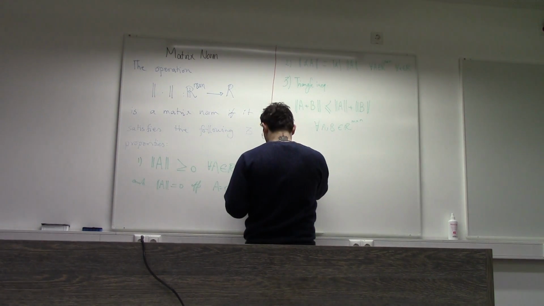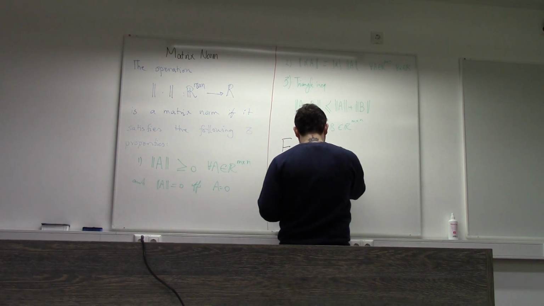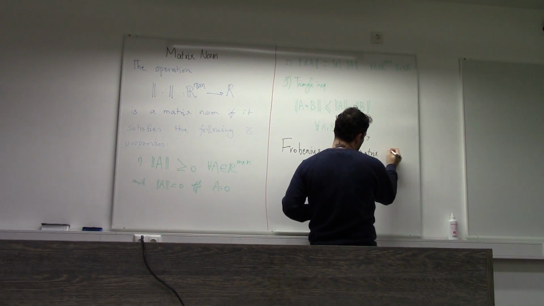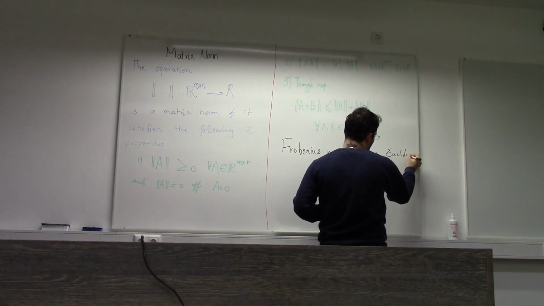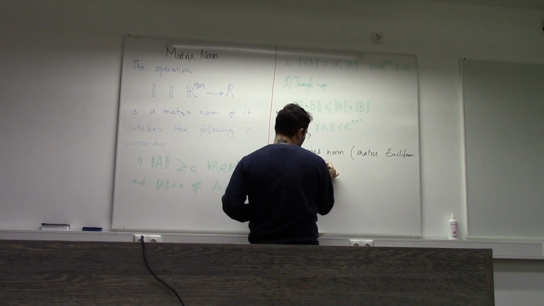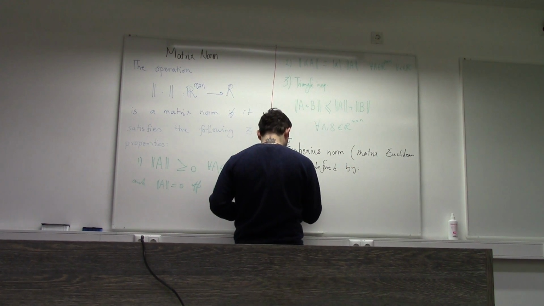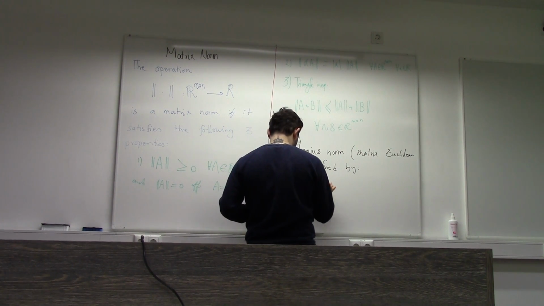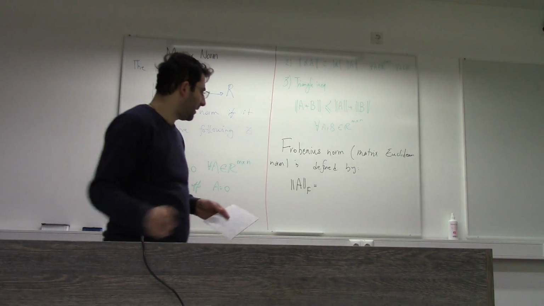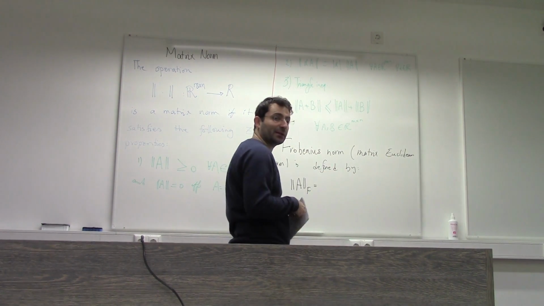Now, the Frobenius norm, also known as the matrix Euclidean norm, is defined by... I write several things in green, but the final terms that I write are what you need to know.